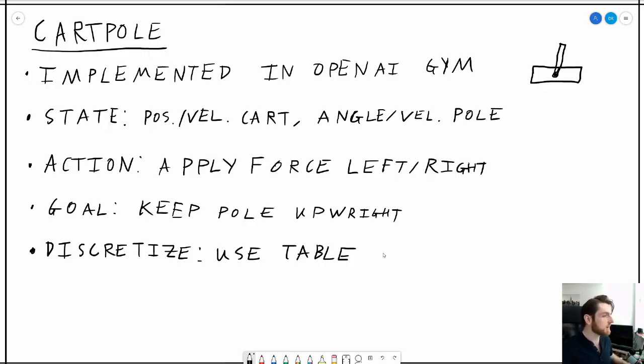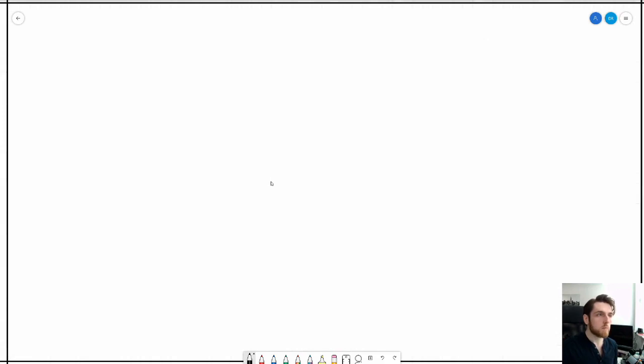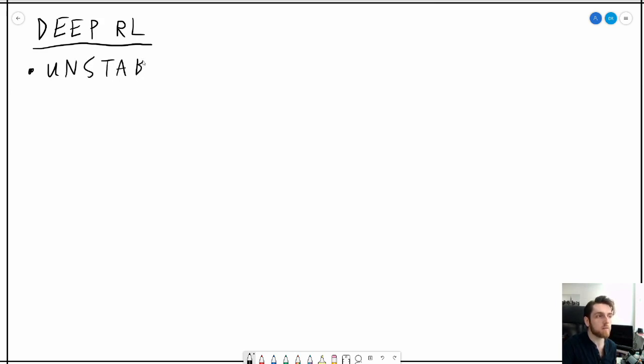So we'll finish up just by looking at deep reinforcement learning briefly. There are a few issues with deep reinforcement learning that don't come up so much if you're using a table or if you're using linear function approximation. And essentially, what it boils down to is that when you're using a neural network, reinforcement learning is very unstable with basic techniques.